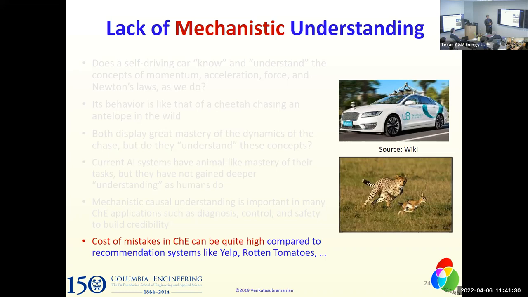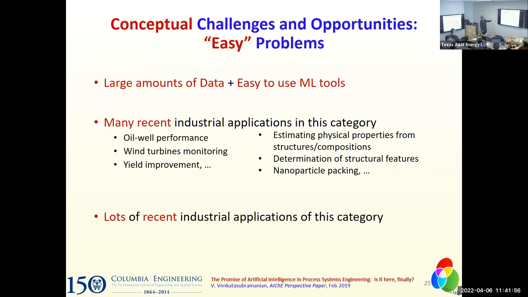And so as a result, it is just not acceptable to me to use only black box models, which may be okay for recommendation systems like Yelp and Rotten Tomatoes, and maybe Tinder. If you have a bad date recommendation, as long as it's not an axe murderer or something, you don't worry about it so much. So I classify the opportunities into three classes of problems. The easy problems are those where there's lots of data available and easy-to-use machine learning tools available on the internet. And to me, they are not particularly interesting as research problems, because we demonstrated these kinds of things 25 years ago.